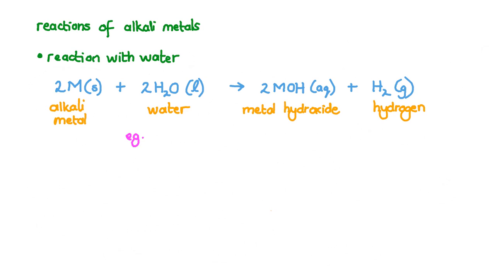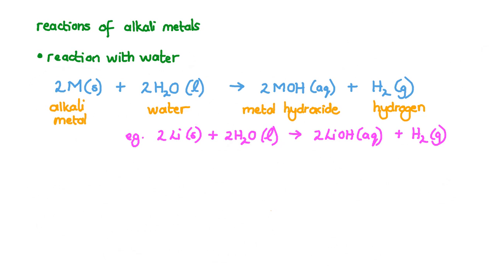Let's look at a specific example of this equation. Using lithium, we get 2Li solid plus 2H2O liquid reacting to form 2LiOH aqueous plus H2 gas. The metal hydroxides formed in this reaction are all of the form MOH.